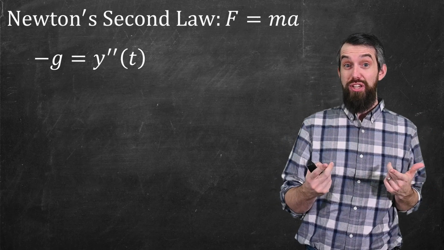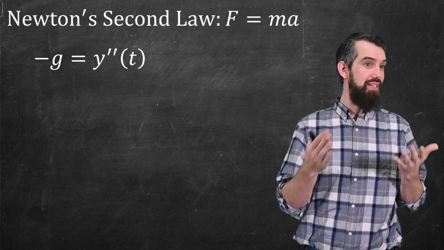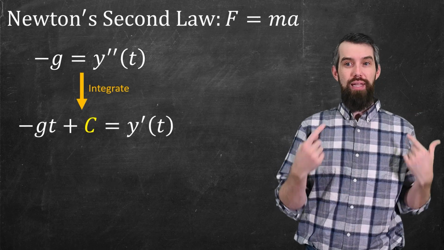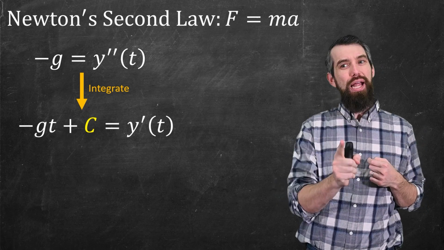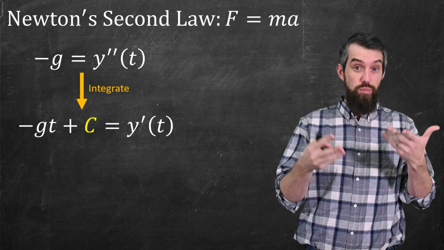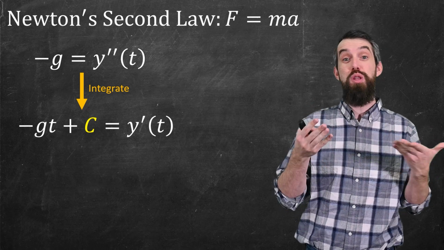Now, this differential equation is one that I can solve. I can find the solution just by integrating it. It's a second derivative equal to a constant. So let's integrate both sides. On the left, the negative g turns to a negative gt, and then I add a plus c because I'm doing an indefinite integral, and indefinite integrals give you plus c's. And then on the right-hand side, the y double prime turns into a y prime when you integrate once.